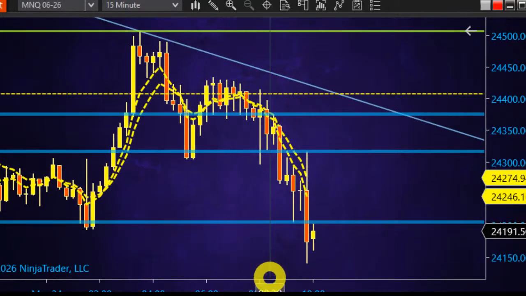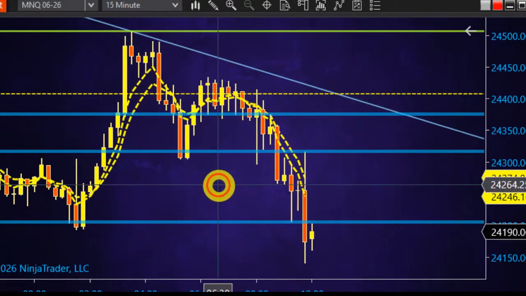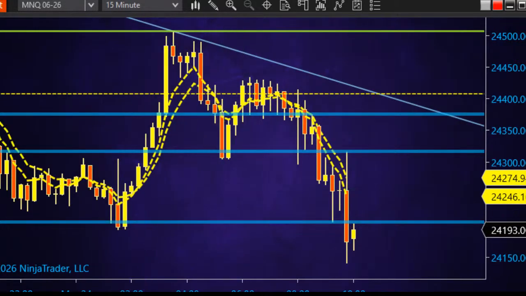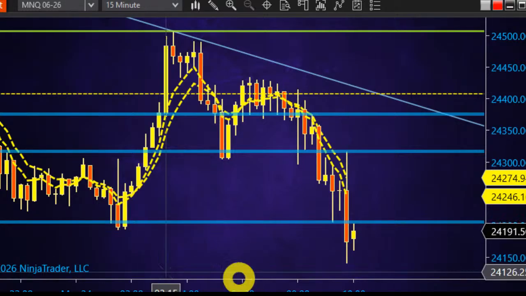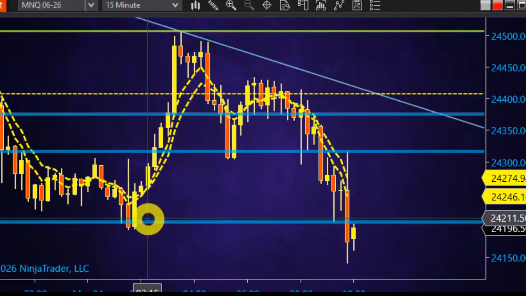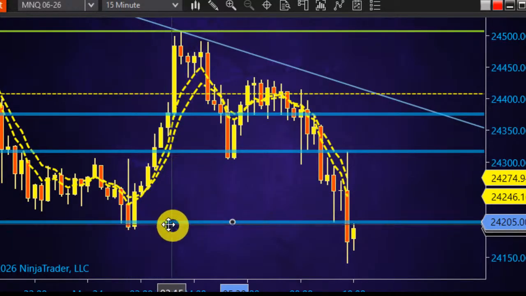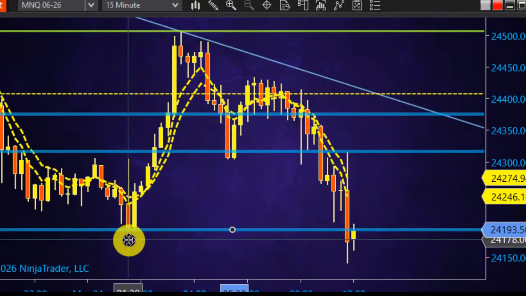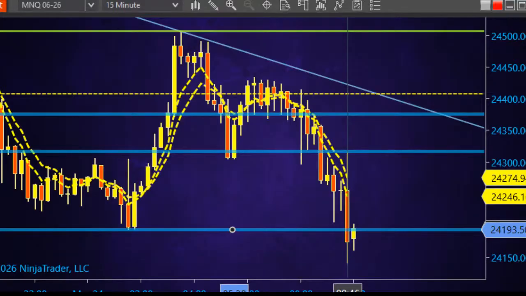Oh, we're not even in the right spot. There it goes. Well, I mean, it looks good. That's a big, ugly green candle. It did sweep the low, though. Let's put that on the right pivot low. There we go. So that's the pivot low that it just broke down from.